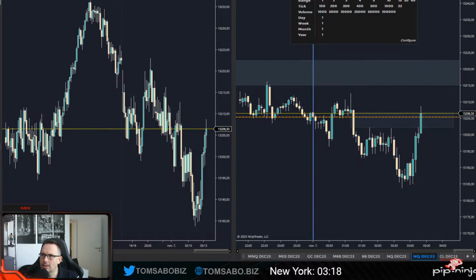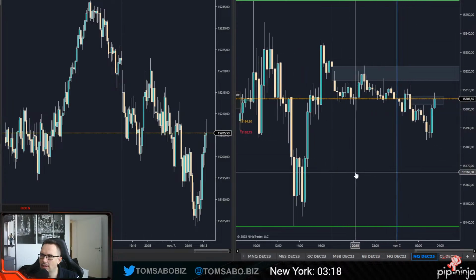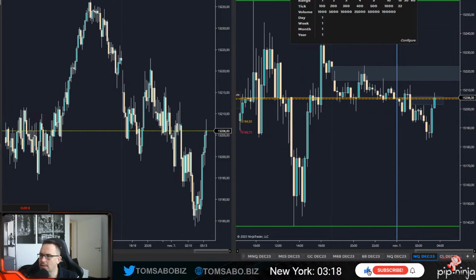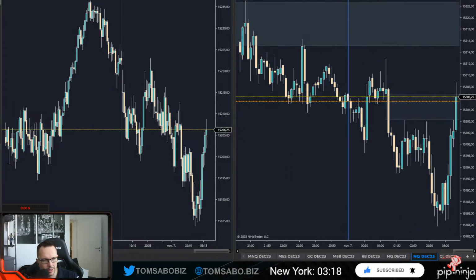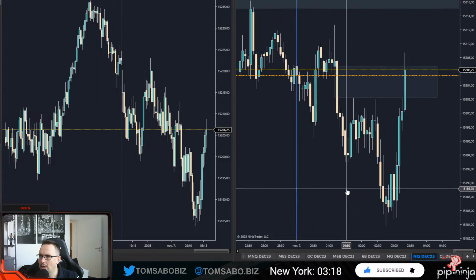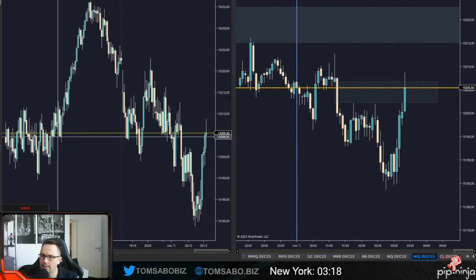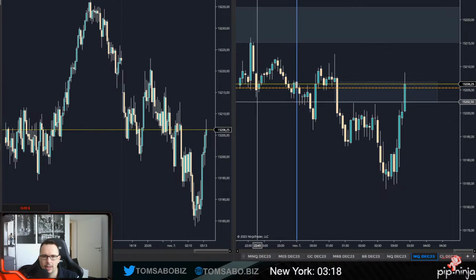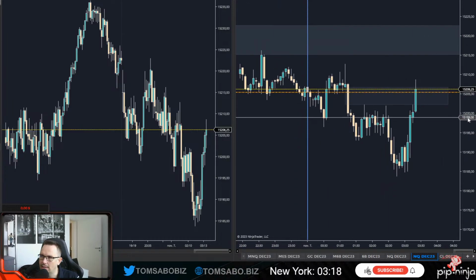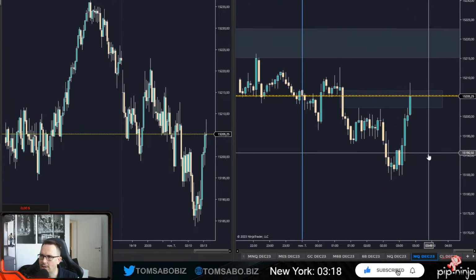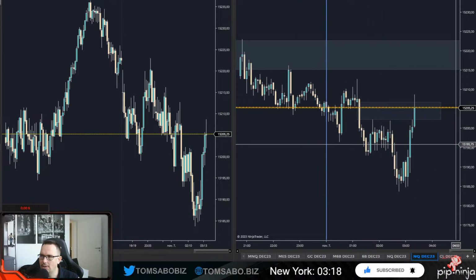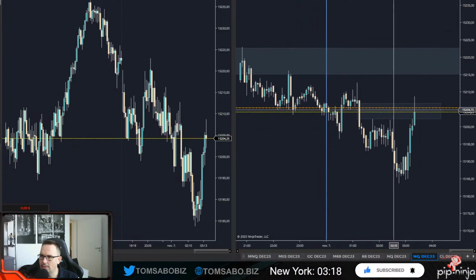For now, we have 12 minutes. Actually, let me check something on the 15. Yeah, we have 12 minutes to finish the recent 15-minute candle, and if it's going to close above this fair value gap, then I would say we pretty much have a higher chance to continue upwards.